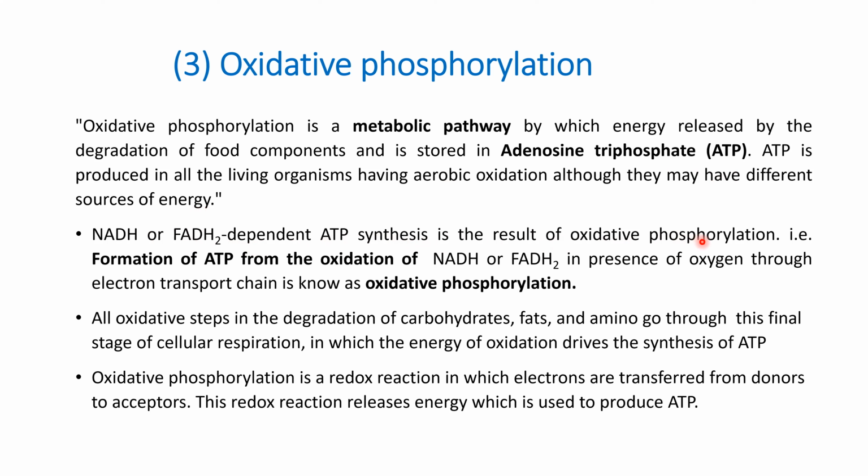So, this is an example of the oxidative phosphorylation. Formation of ATP from the oxidation of NADH or FADH2 in presence of oxygen through electron transport chain is known as oxidative phosphorylation. So, you can mention that definition in that way. All oxidative steps in the degradation of carbohydrates, fats, and amino acids go through this final stage of cellular respiration, in which the energy of oxidation drives the synthesis of ATP.